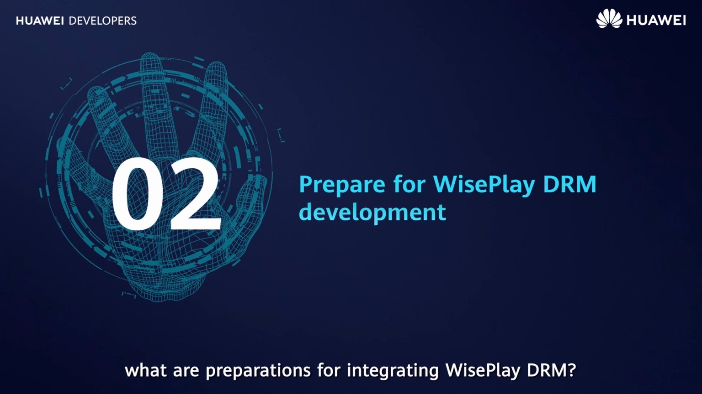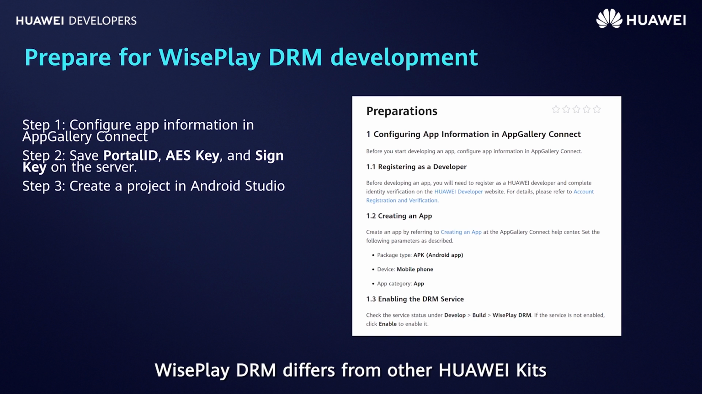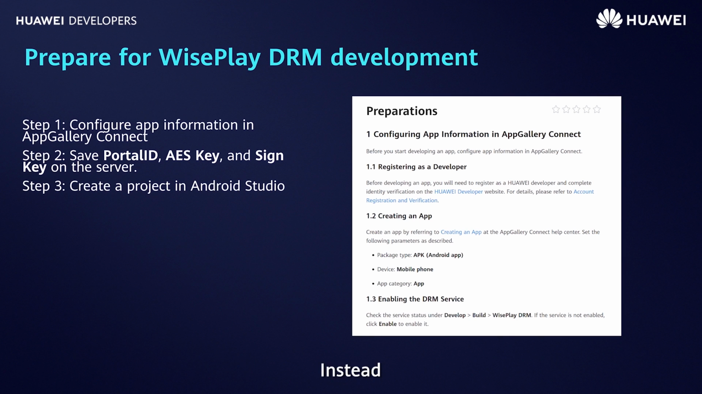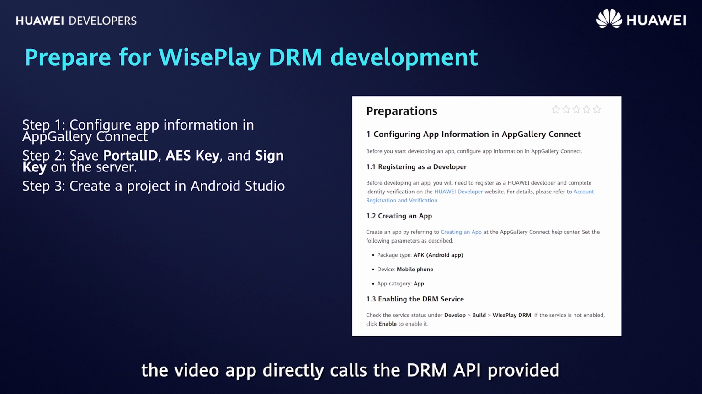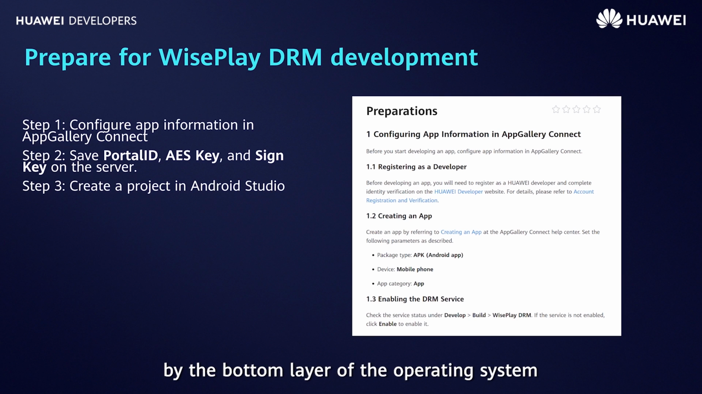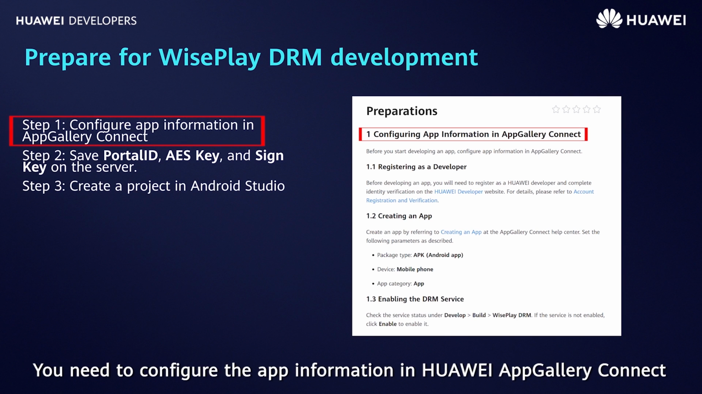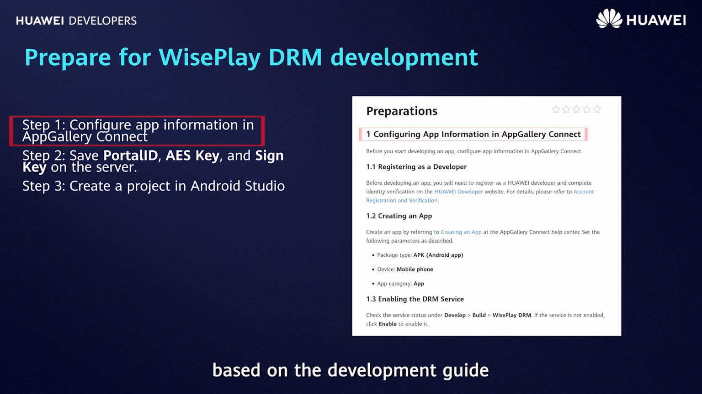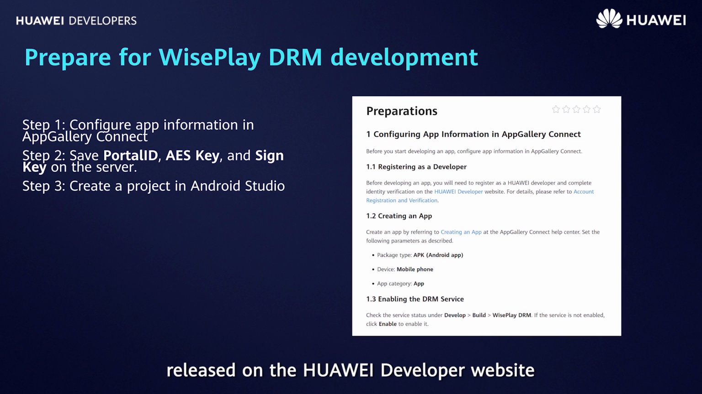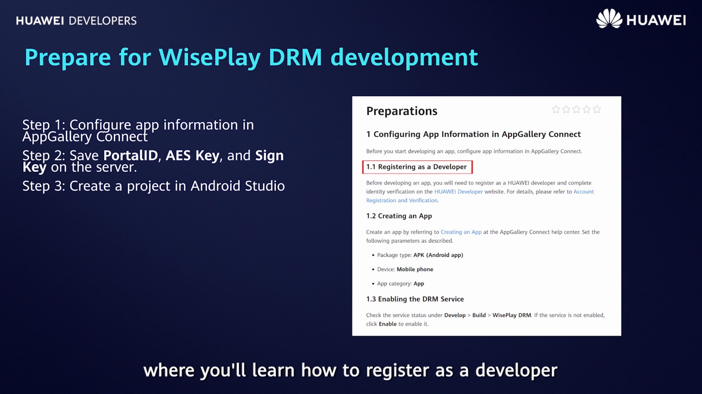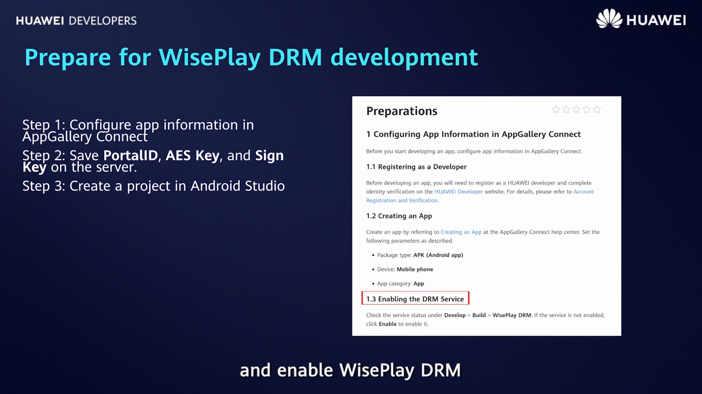Next, what are the preparations for integrating WisePlay DRM? WisePlay DRM differs from other Huawei kits in that it does not provide a non-device SDK for the video app to integrate. Instead, the video app directly calls the DRM API provided by the bottom layer of the operating system. You need to configure the app information in Huawei AppGallery Connect based on the development guide released on the Huawei developer website, where you will learn how to register as a developer, create an app, and enable WisePlay DRM.